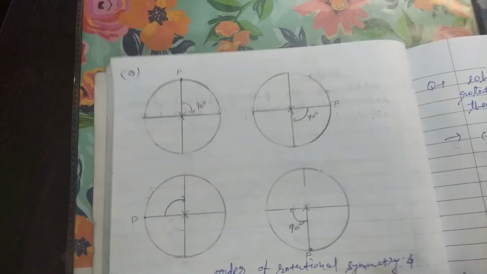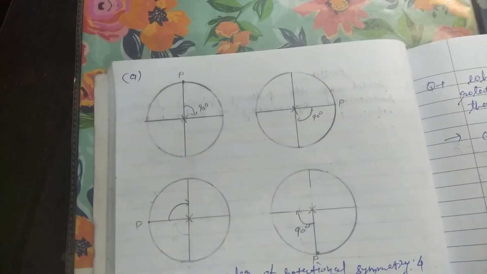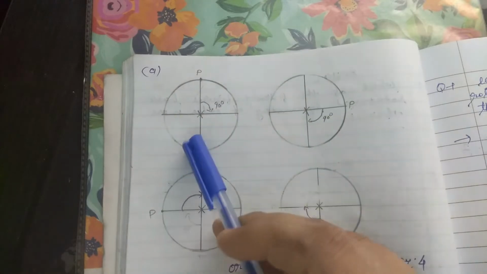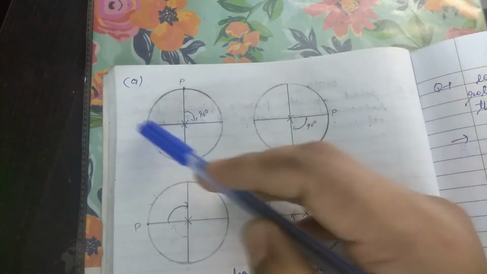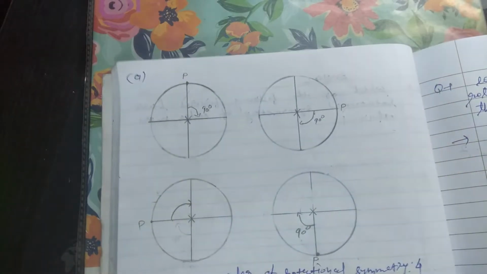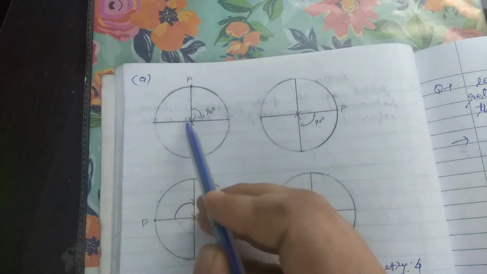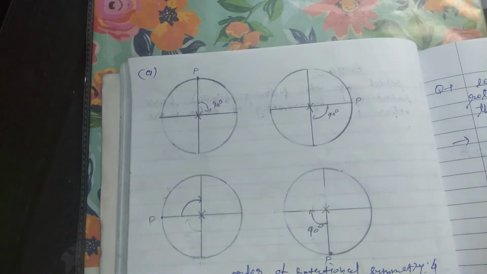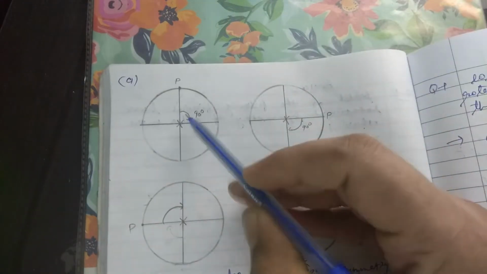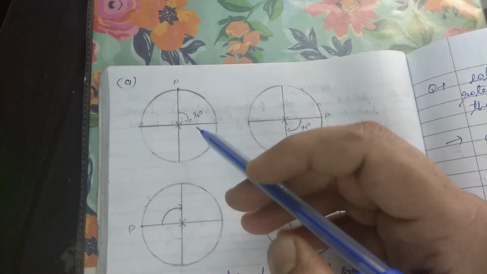So in this figure, the circle is given, and in this circle there are two diameters, 1 and 2, which are perpendicular to each other. That means between them there is an angle of 90 degrees, and we have to find the rotational symmetry for this figure.